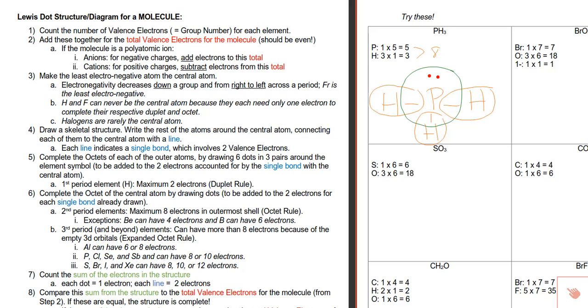Now in step 7, I'm going to count the sum of the electrons in the structure. Like I just said, if I have 3 bonds and each one is worth 2 valence electrons, that's 6. And I have 2 dots, each worth 1 valence electron, so that's 2. 6 plus 2 does add up to 8, and that matches with the total number of valence electrons we calculated in step 2. That tells me that my valence structure is complete. My Lewis dot structure is complete.